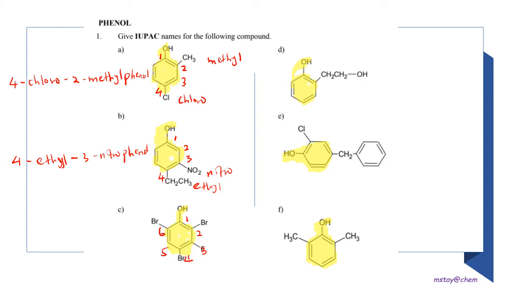While for structure C, first carbon, second carbon, third carbon, fourth carbon, fifth carbon, and sixth carbon. So we have bromo at 2, 4, 6, and then another one is fluorine. So bromo, fluoro. Even though we have tribromo, we still consider the B. That's why this one is 2,4,6-tribromo-3-fluorophenol.